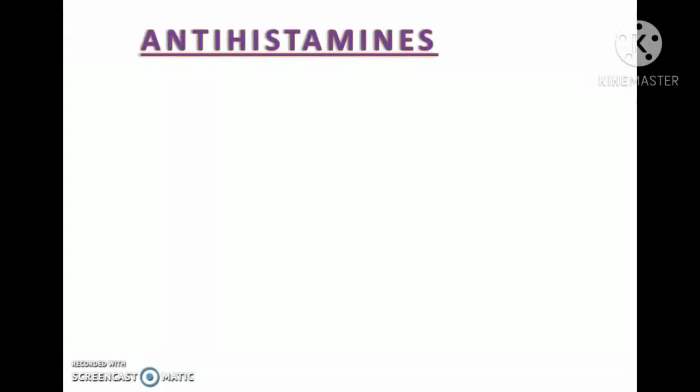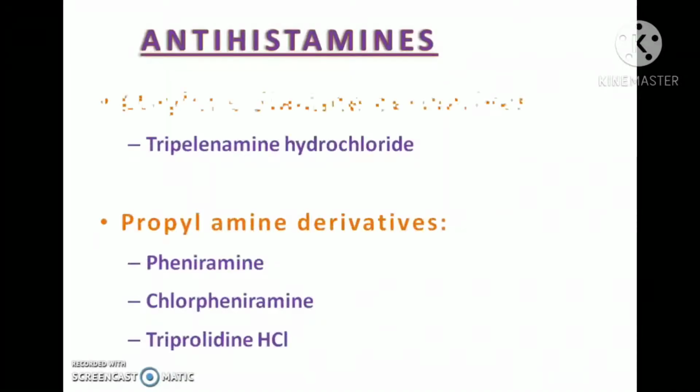Welcome back. We'll continue our discussion on first generation antihistamines. In this video, we'll be seeing the next two classes of antihistamines: ethylene diamine derivatives, example tripelennamine, and propylamine derivatives, chlorpheniramine maleate and triprolidine hydrochloride.